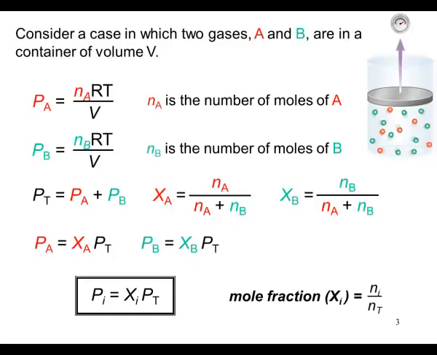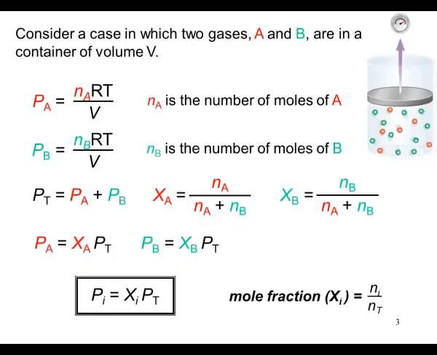The pressure of gas A is equal to the number of moles of A times RT over V. Pressure of B is equal to the number of moles of B times RT over V. Dalton's law states that the total pressure P sub T equals P sub A plus P sub B.